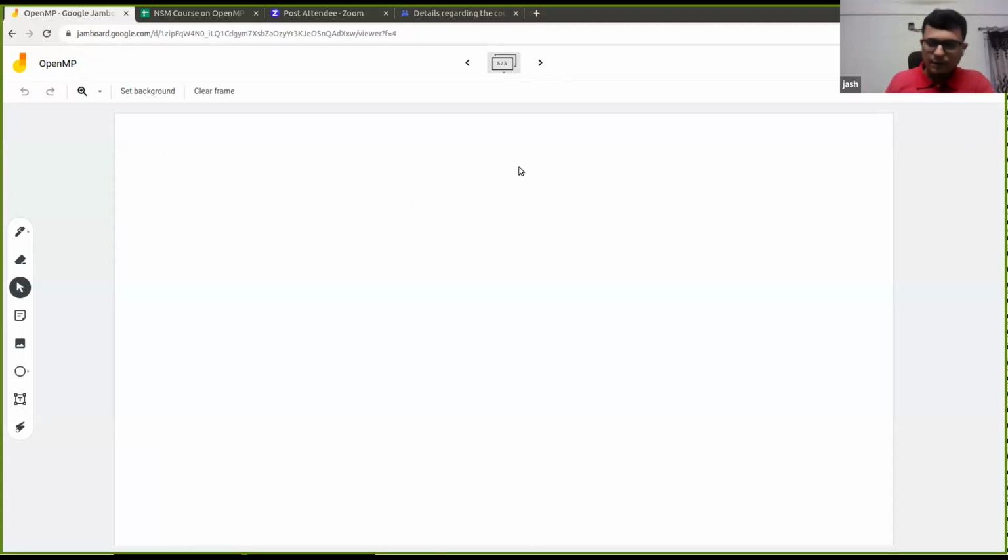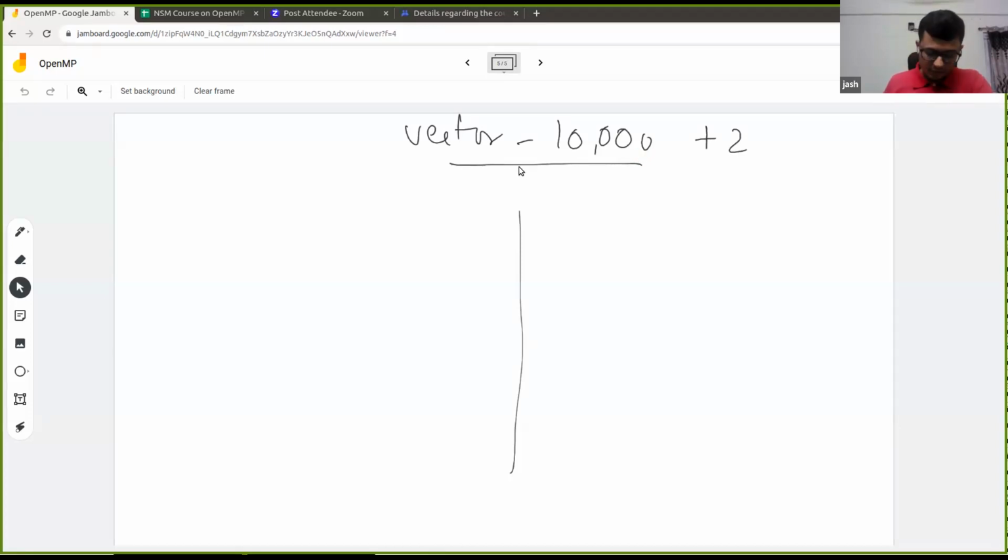So okay, I'll quickly summarize what I was trying to say here. Let's say you have a vector. Let's say you have this problem statement: there is this vector of size 10,000 that you want to perform some operation on. Let's say you want to add 2 to each element of this vector of size 10,000. Now, let us say you have a CPU and a GPU.